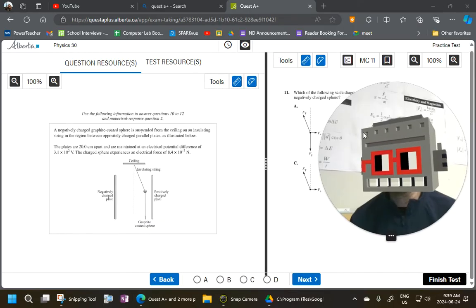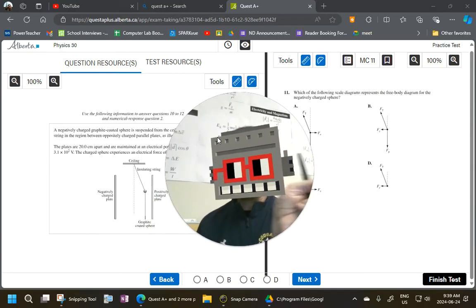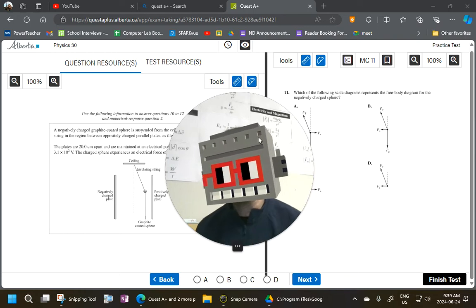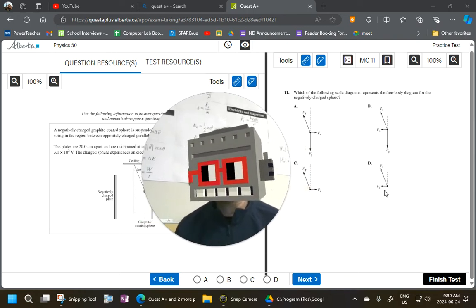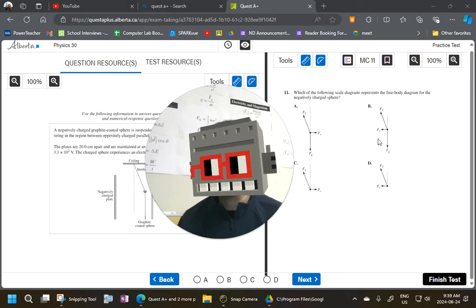Okay, so what would the free body diagram look like here? This is a pretty easy one. The only reason it's getting pushed off to the side is because the electric force is pulling it that way. So the electric force must be going to the right to pull it to the right. So it's going to be one of those two, B or D.